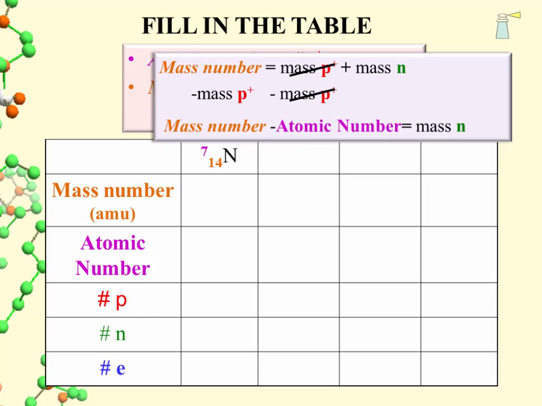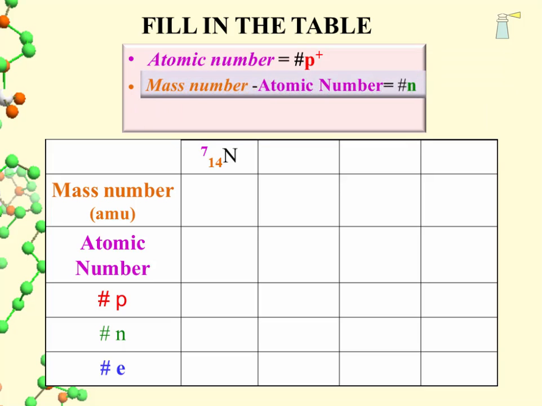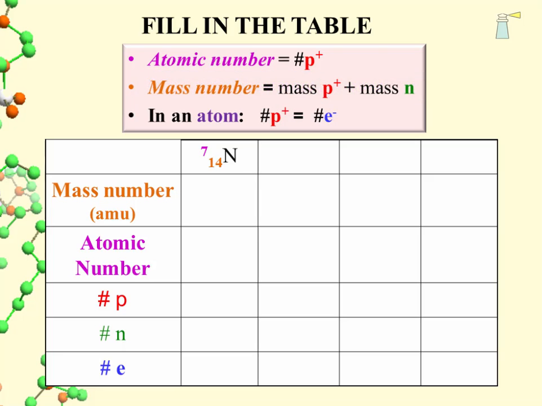A final step is to recall that neutrons have a mass almost equal to 1 AMU, so we can approximate the mass of neutrons as the count, or the number, of neutrons. That allows us to get the number of neutrons from the 2 important values in the periodic table, atomic number and mass number. And finally, in an atom, the number of protons equals the number of electrons.